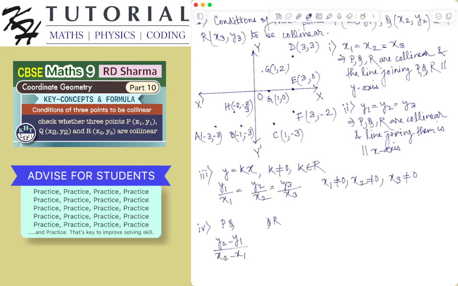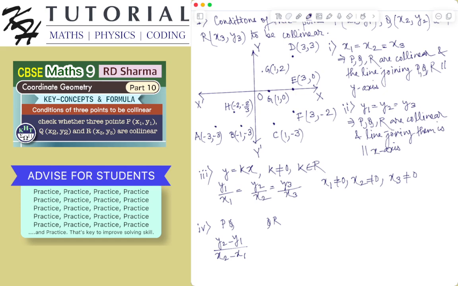Remember that x2, y2 are the coordinates of the point Q, and x1, y1 are the coordinates of the point P. So I am considering the points P and Q, and I am finding the ratio of the difference of the ordinates and the difference of the abscissa. So when you are taking the difference y2 minus y1, then the difference of the abscissa has to be x2 minus x1. It cannot be x1 minus x2.